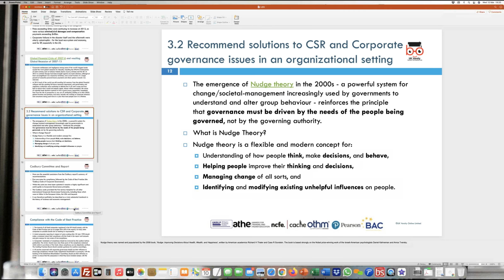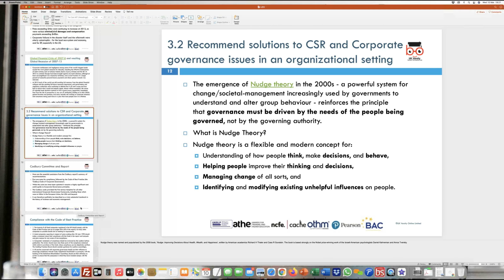Now, let's go across to the second assessment criteria, wherein now we know there's a problem. Now we know what kind of problems can happen because of corporate governance, what kind of problems could happen because of corporate social responsibility being neglected. We need to look at recommending solutions which would help the company overcome these problems.